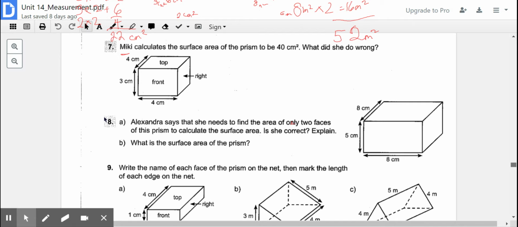Alexandra says that she needs to find the area of only 2 faces of the prism to calculate the surface area. Is she correct? Explain. Well, let's take a look at this surface area. It's 8 by 5, so that is 40. This is also 40. And then, whoops, no, that's 8 by 8. Where's my eraser?